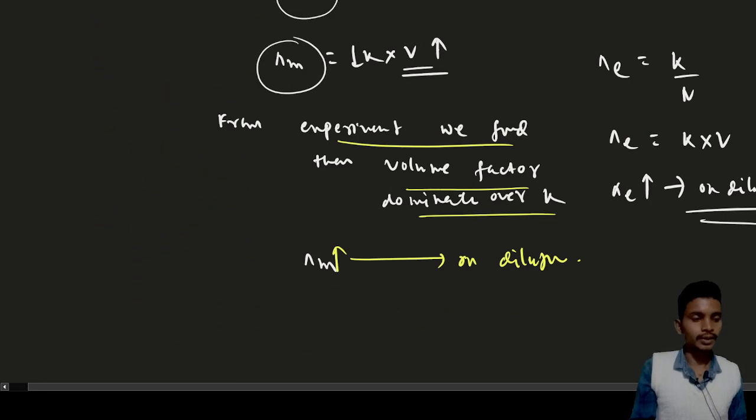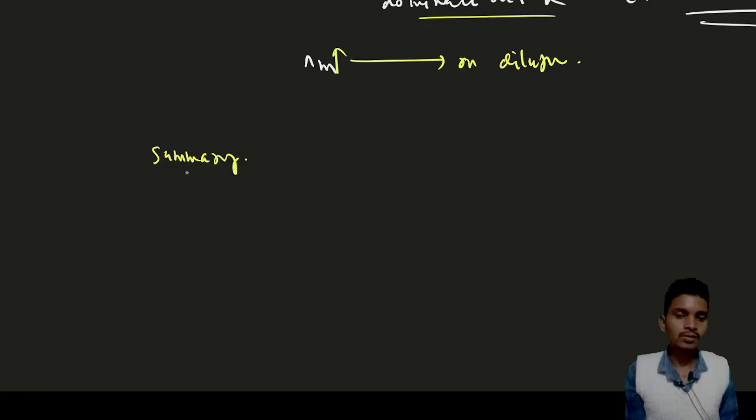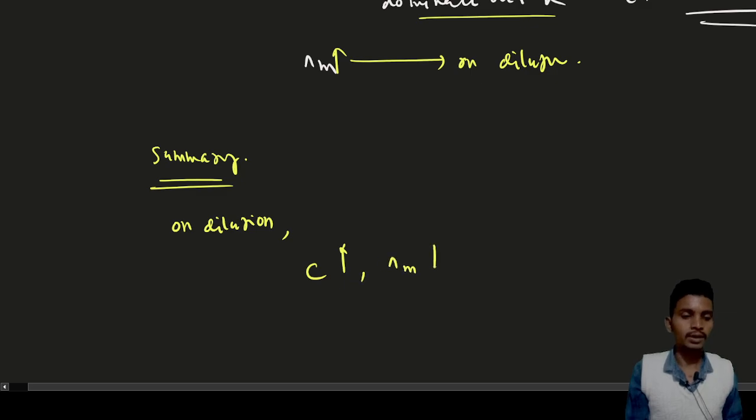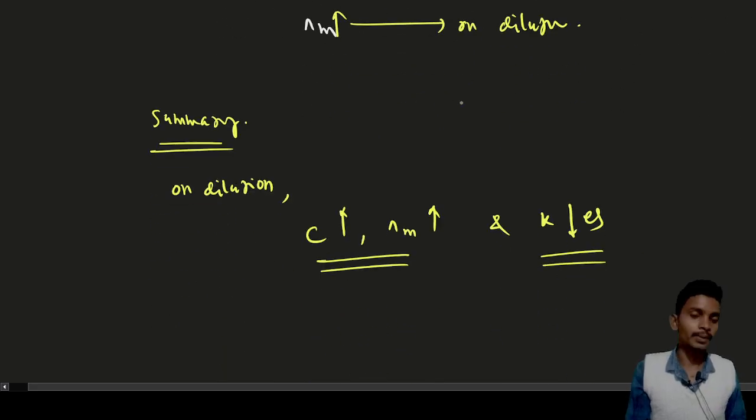So if we write the overall summary, on dilution conductance increases, molar conductance increases, and specific conductance decreases. So these two values increase and this one decreases. Okay. Why this decreases we have discussed, and why these increase we have discussed.